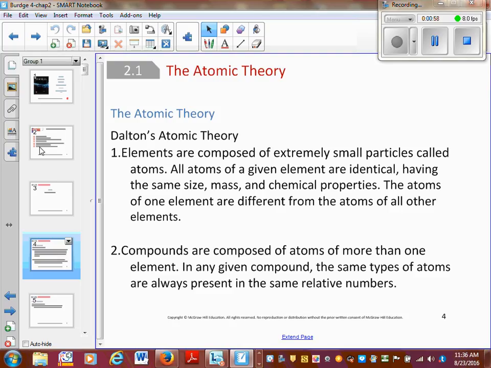That's kind of true, but not really. We know that when we get to isotopes, we can have the same element with slightly different masses. But yes, all iron atoms are the same or similar, and different elements have different atoms. Compounds are atoms of more than one element combined. So in a given compound, you have the same types of atoms always present in the same relative numbers. So if you have water, you always have H2O. If you have H2O2, you don't have water, you have hydrogen peroxide.